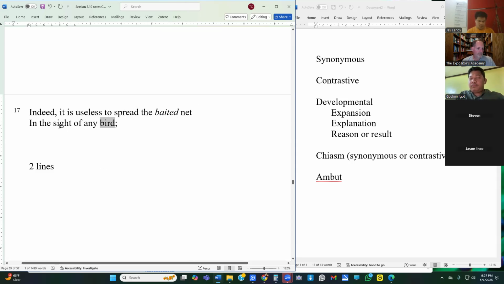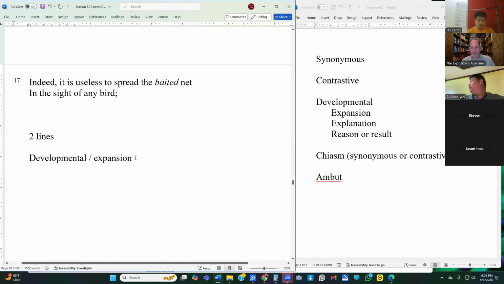I would say it's developmental, and I would say it's expansion. The second line is adding more information to the first. That would be my assumption, my opinion on this one. Does anyone have another thought? Again, I think the second line just sort of completes the full idea of the verse.